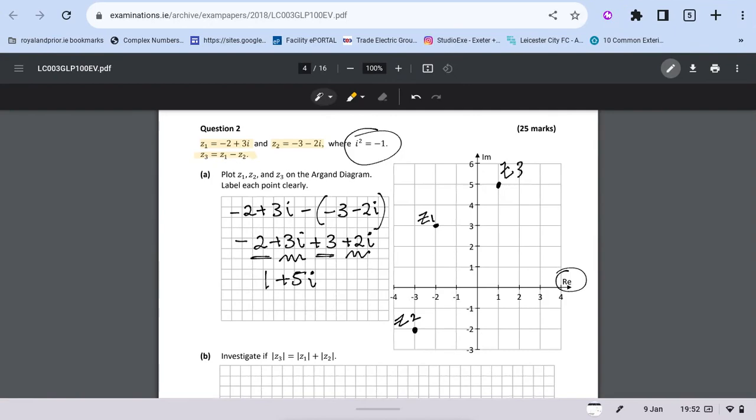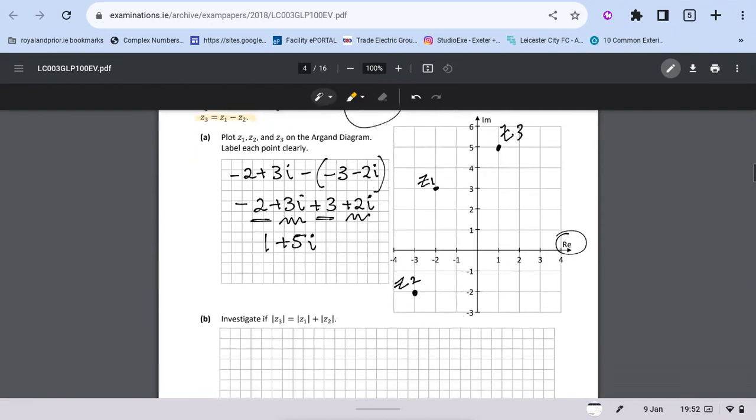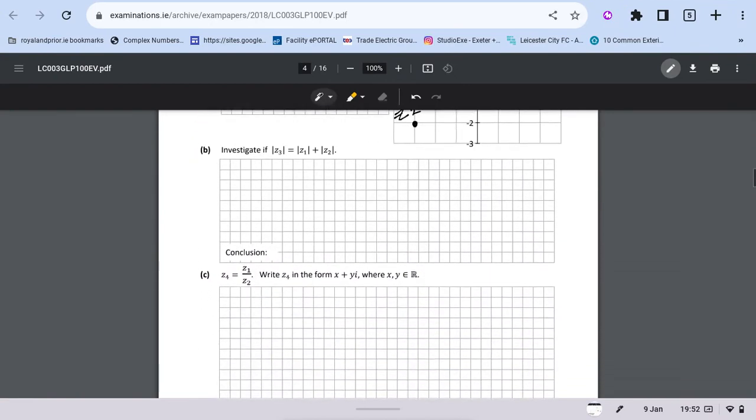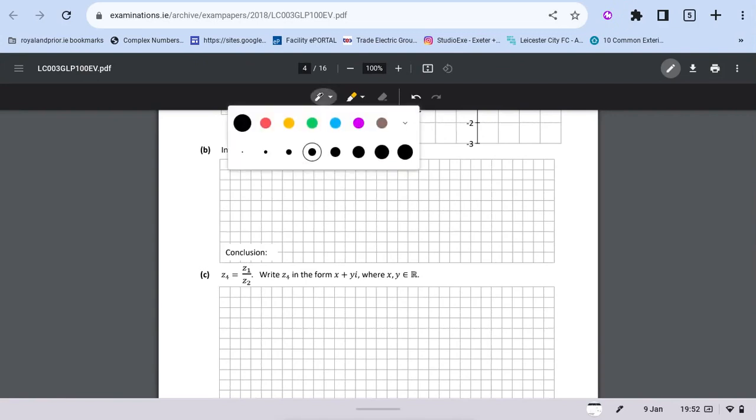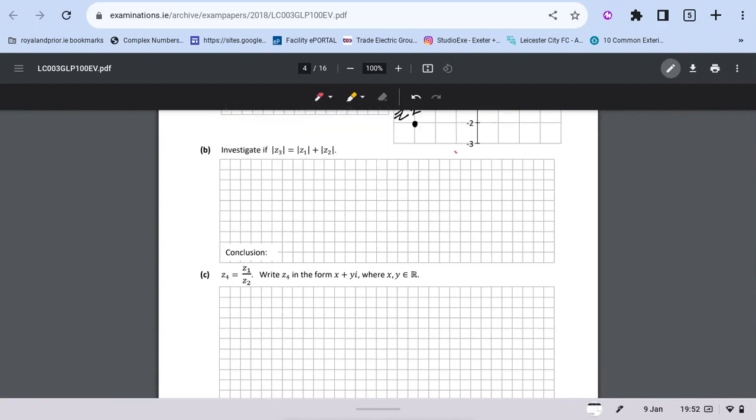Next thing, it's the modulus, the straight down lines. So investigate doesn't mean that it is. Investigate is the modulus. And remember, the modulus is the distance from the origin, how far it is from 0, 0. Is the modulus of Z3 equal to the modulus of Z1 plus the modulus of Z2. Now, if we don't know this formula, we're in trouble. So the modulus formula, square root of a squared plus b squared.